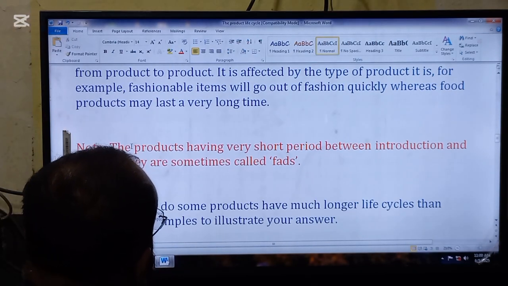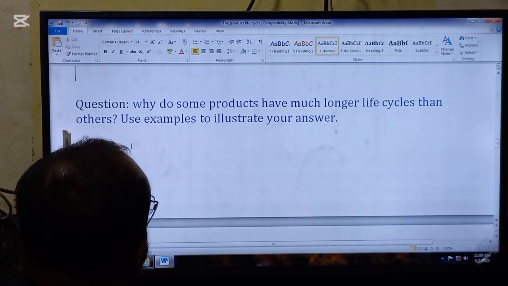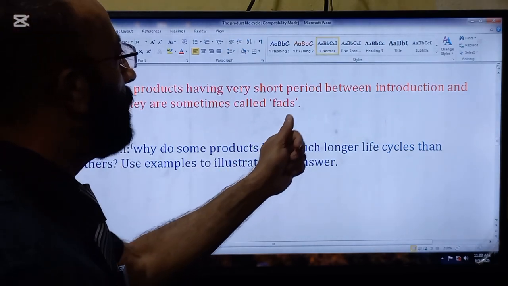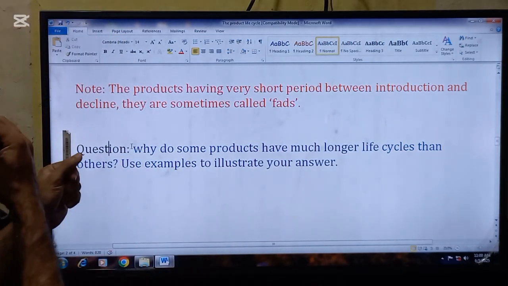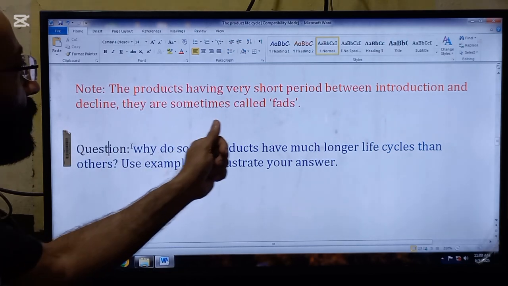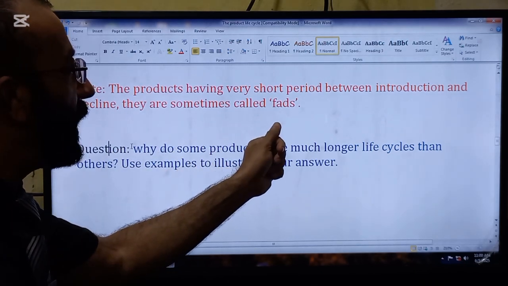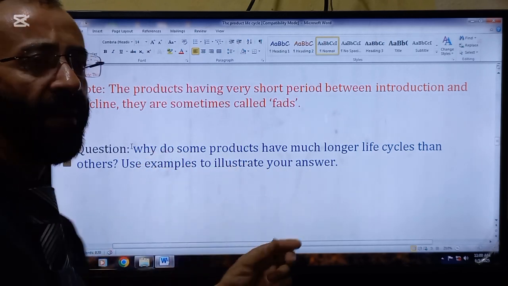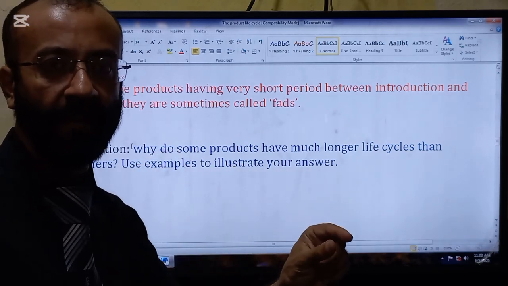Another very important point for you people is that products having a very short period between introduction and decline are sometimes called fads. So this is a term used for the products which have a very short life cycle.